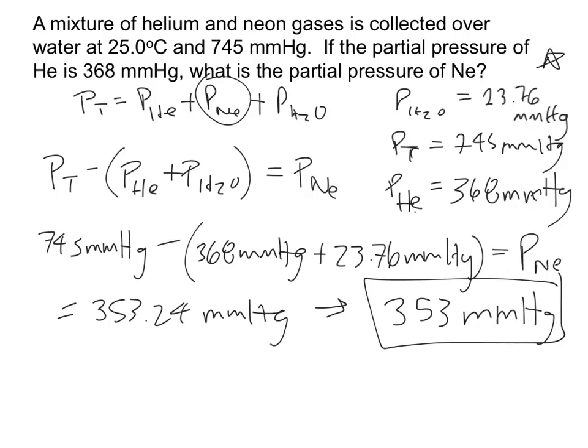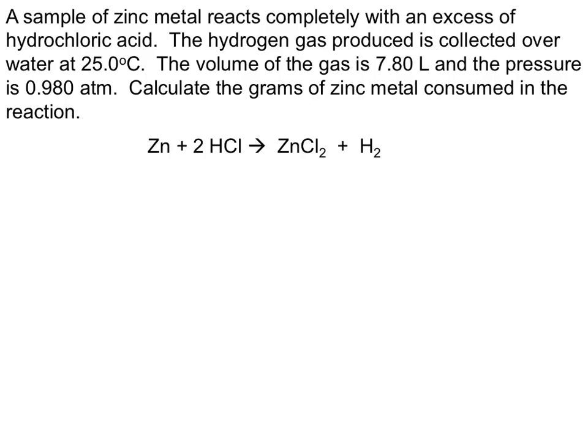Okay, so whenever you're collecting over water, you want to make sure that you're considering the partial pressure of that water vapor, and of course you're getting your pressure total from your atmospheric pressure. So the problem we've been presented with here is basically a reaction that we're running. It's producing a gas that's being collected over water. So we've been told that we're doing our collection at 25 degrees C. So we already know that our pressure of H2O is going to be equal to that 23.76 millimeters of mercury.